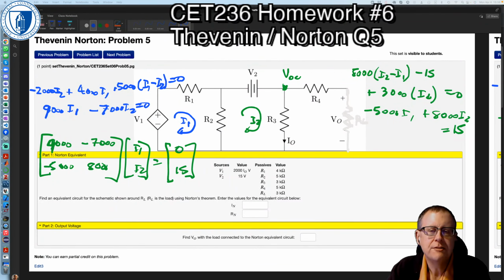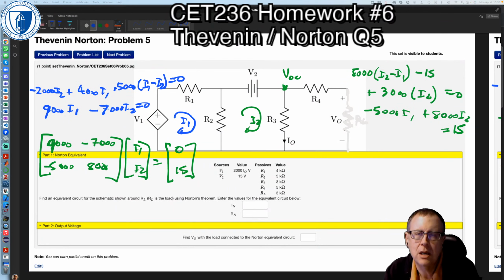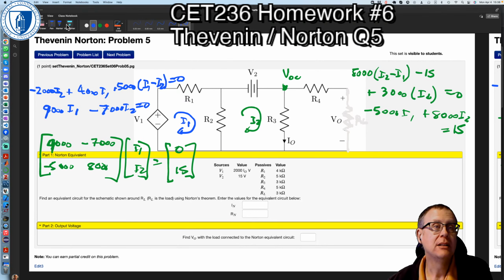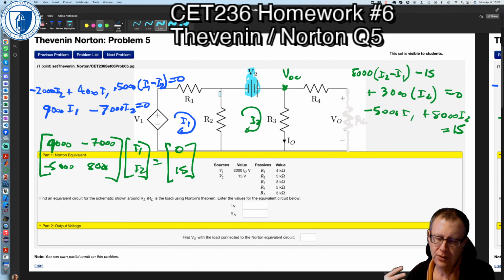Okay, question 5 is now asking something slightly different. It's asking for a Norton equivalent circuit, but it's gone back to having at least one independent source, right? So our V2 here is an independent source. So you've got to do two things. The way I decided to solve this one is through using open circuit voltage, short circuit current. So I did it that way.